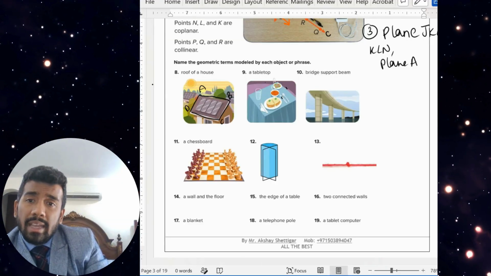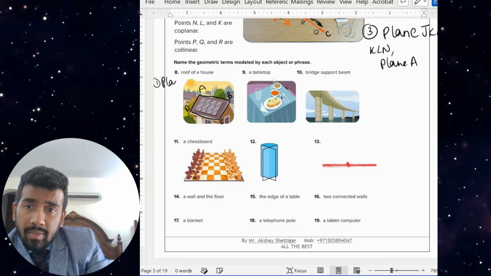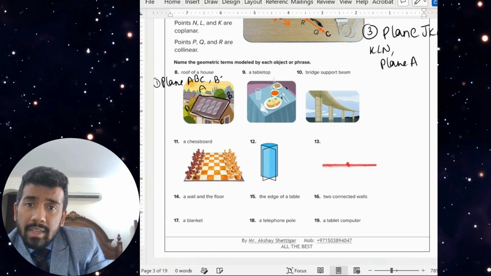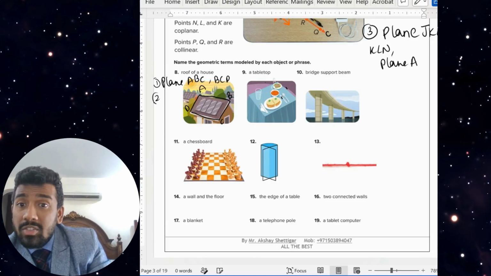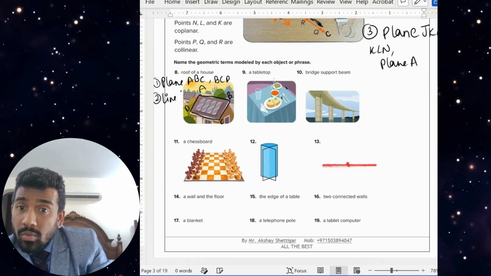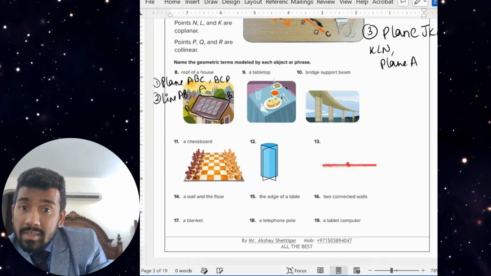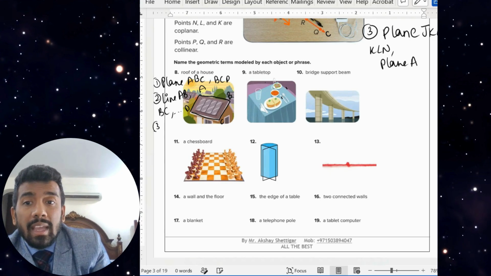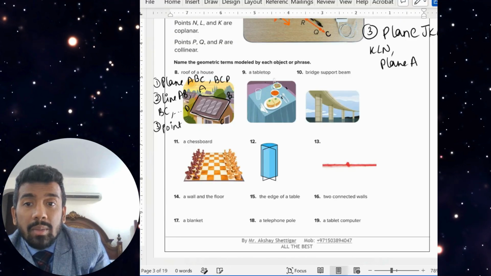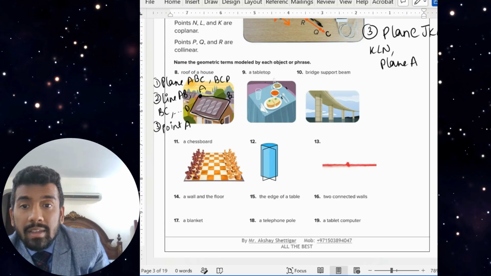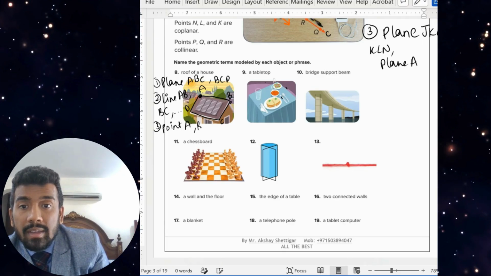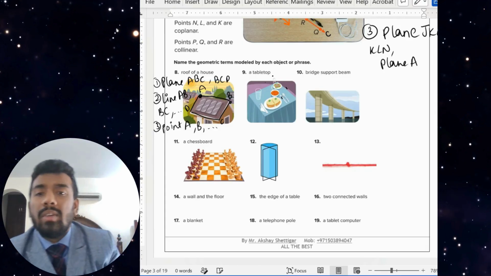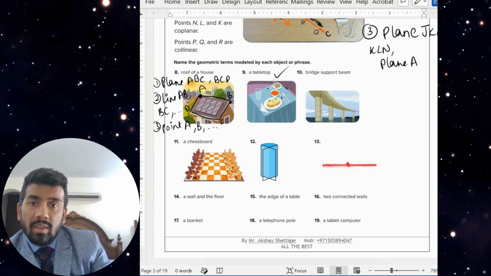So what I can see, I can see a plane, like plane A, B, C, or B, C, D, and so on. I can also see a line on the edges of a roof, that is A, B, or B, C, and so on. And third thing, I can also see a point. What are the points? The point A, point B, and so on. Understand? So in every figure, we can do it in this way. Even in the tabletop, we can do it in the same way.